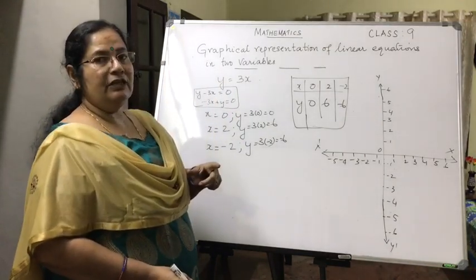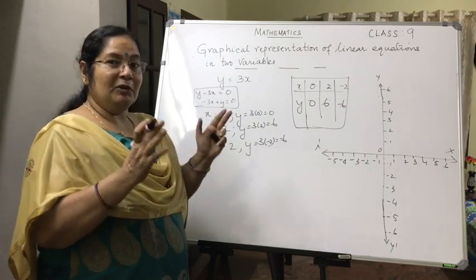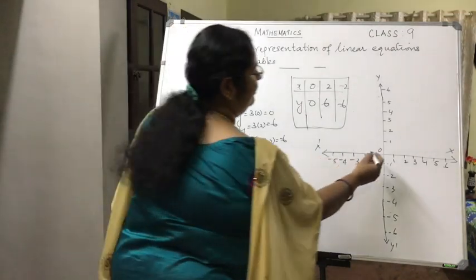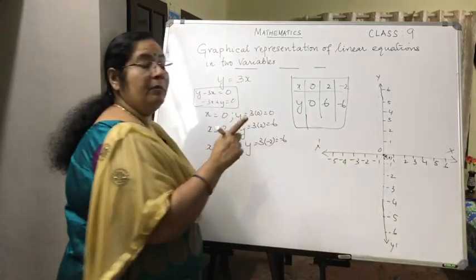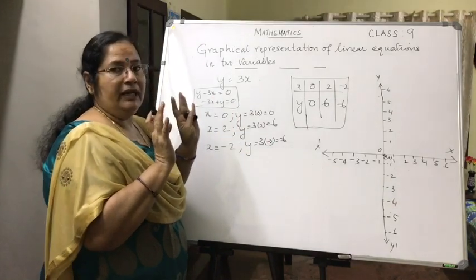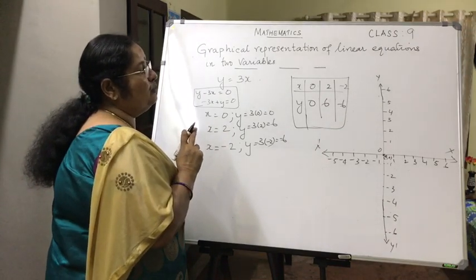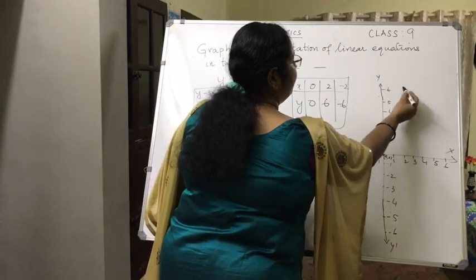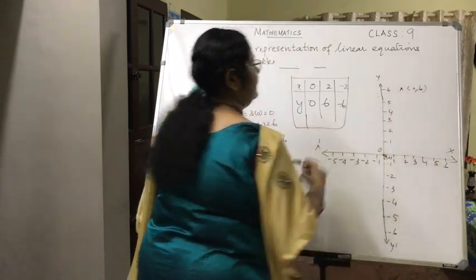First one, when x is 0, y is also 0. Where will that point be? Both the coordinates are 0. Which is that point? It is the origin. So this will be the point 0, 0. As and when you plot a point, please write the coordinates as ordered pair. The next step, when x equals 2, y equals 6. So this will be the point 2, 6.